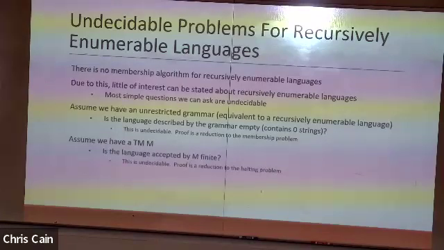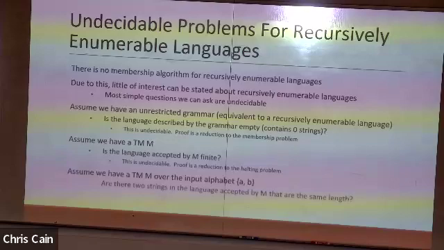This proof is a reduction to the halting problem. If we could solve whether or not a language accepted by a Turing machine is finite, then we could solve the halting problem. Assume we have a Turing machine over a small input alphabet, {A, B}. Are there two strings in the language that are accepted by the machine that have the same length? What do we think? Decidable or undecidable?